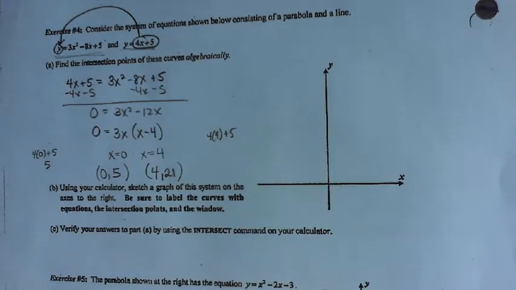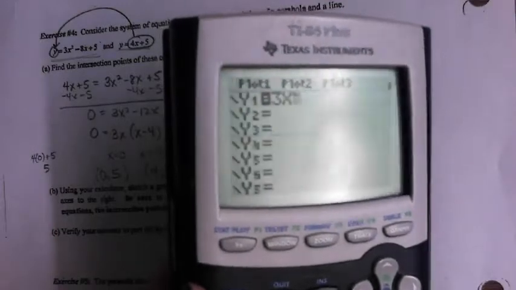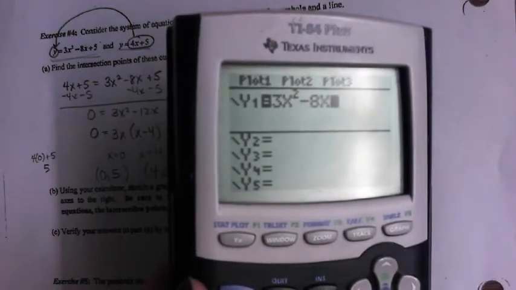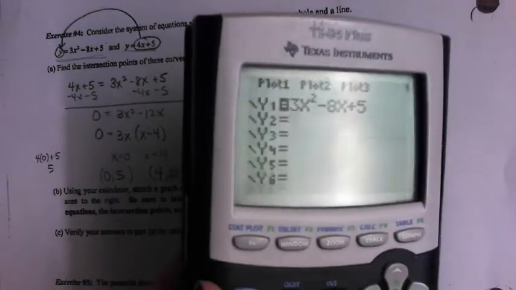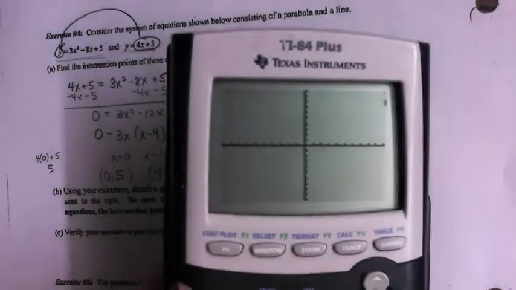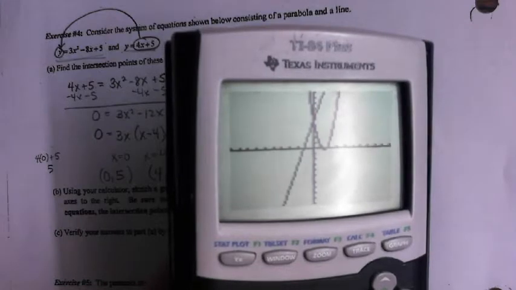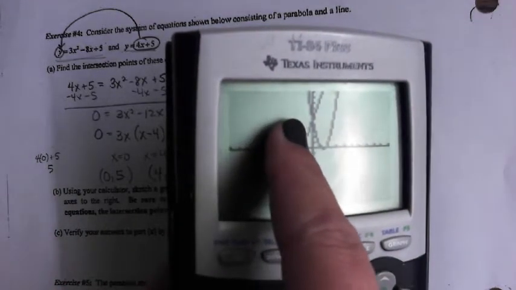Now, you don't need to do this. I'll do it for you. Almost any system you're going to see on Regents is going to say algebraically. Almost any system, not all. There are some that we can do strictly on the calculator. But that doesn't mean I don't want you to use your calculator to check. And you're going to do that simply by graphing the parabola, 3x squared minus 8x plus 5, and graphing the line, 4x plus 5, and looking at the graph. There's your parabola. There's your line. We only see the one intersection, correct?